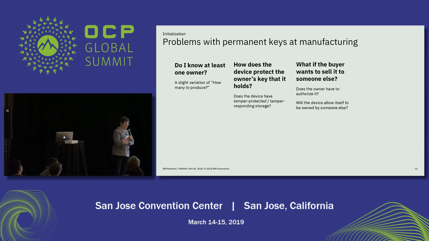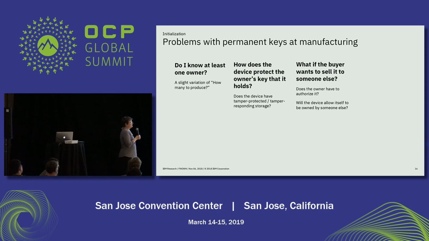Another problem is, suppose I put my key in at the factory, and again, in the supply chain, someone physically attacks it, and changes the key to a hacker's key. From that point on, then the hacker owns the device, right? And the hacker can put anything the hacker wants to put in it. So if you don't have a way to protect the owner's key, then you're vulnerable to those kinds of attacks.